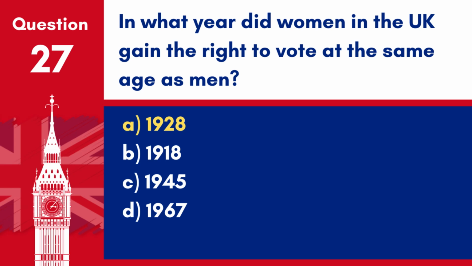Answer. A. 1928. The Representation of the People (Equal Franchise) Act 1928 granted women the vote on the same terms as men, which was at age 21 at the time.